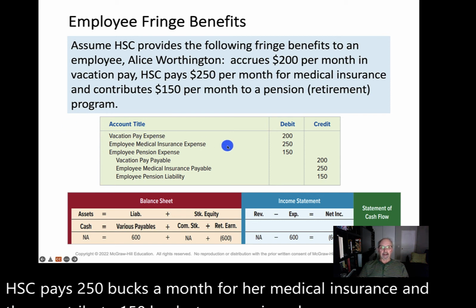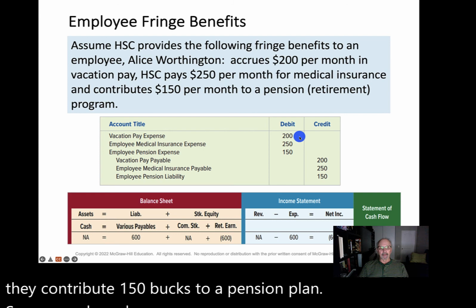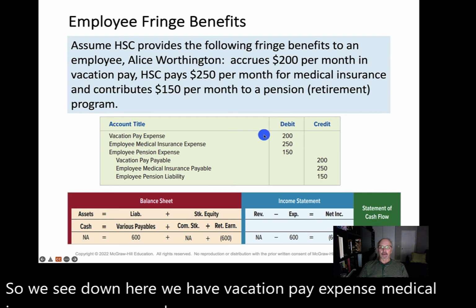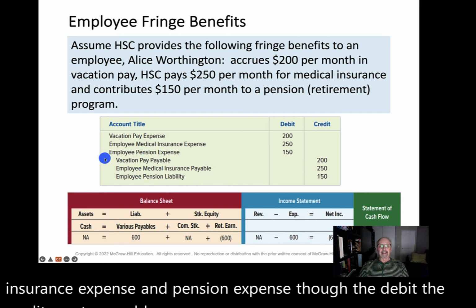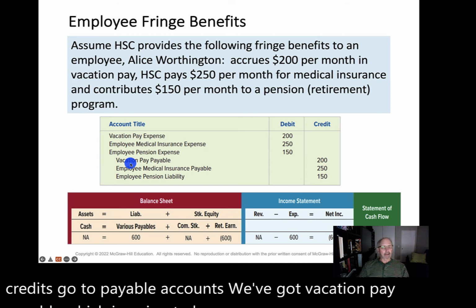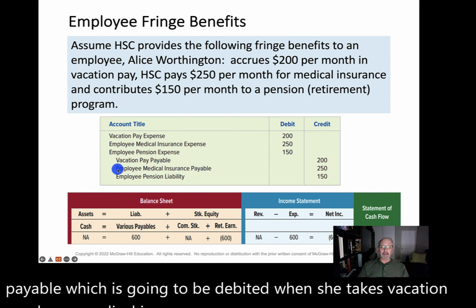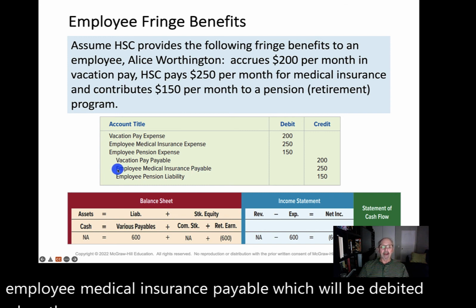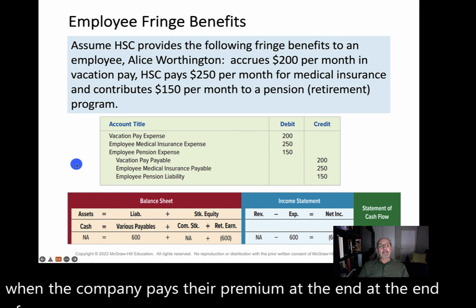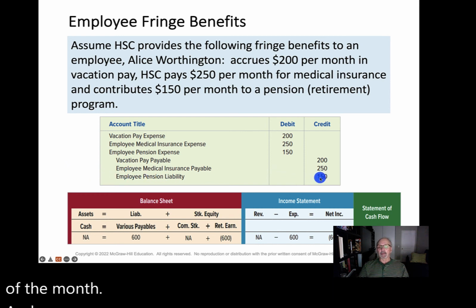So we see down here, we have vacation pay expense, medical insurance expense, and pension expense. Those are the debits. The credits go to payable accounts. We've got vacation pay payable, which is going to be debited when she takes vacation. Employee medical insurance payable, which will be debited when the company pays their premium at the end of the month. And employee pension liability, which funds the employee's pension plan.